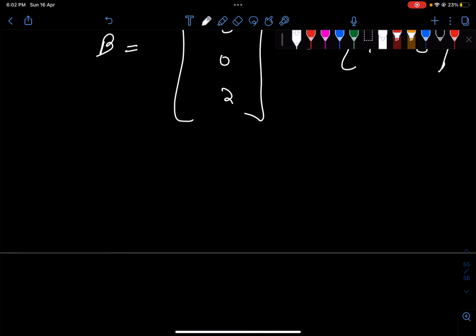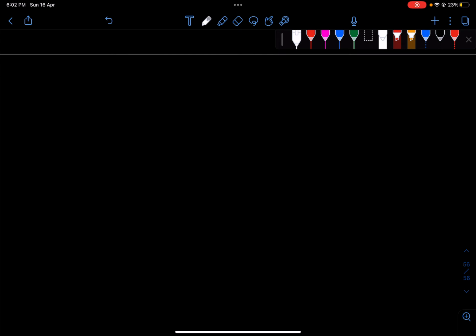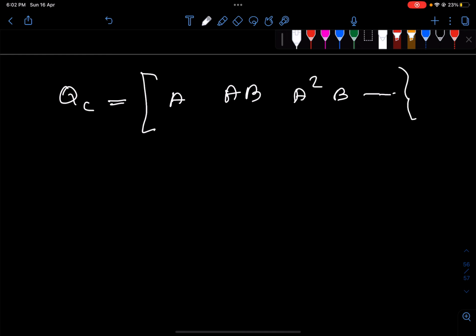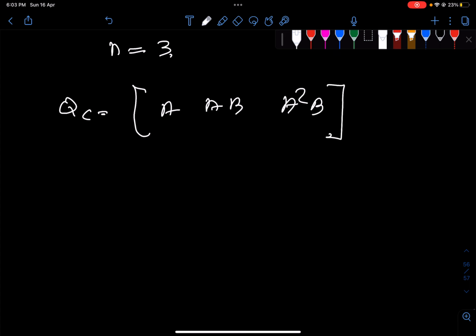Now how to check whether this system is controllable or not? What is controllable? How to check controllability? For that, you should know there is a controllability matrix, the QC matrix, that will start with A, B, A square B. It goes up to A to the n minus 1 B. So here n is what? The order is 3, a 3 by 3 matrix, right? So n is 3. So your QC will be what? A B, A square B. Right? So this is our matrix.